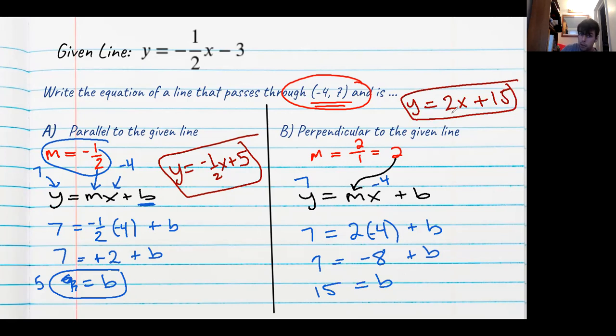Great. It's perpendicular. We figured out the slope based on this slope. So we know it's perpendicular because that's the right slope to be perpendicular. And it's going to pass through this point because we used this point to solve for the y-intercept. There we go.